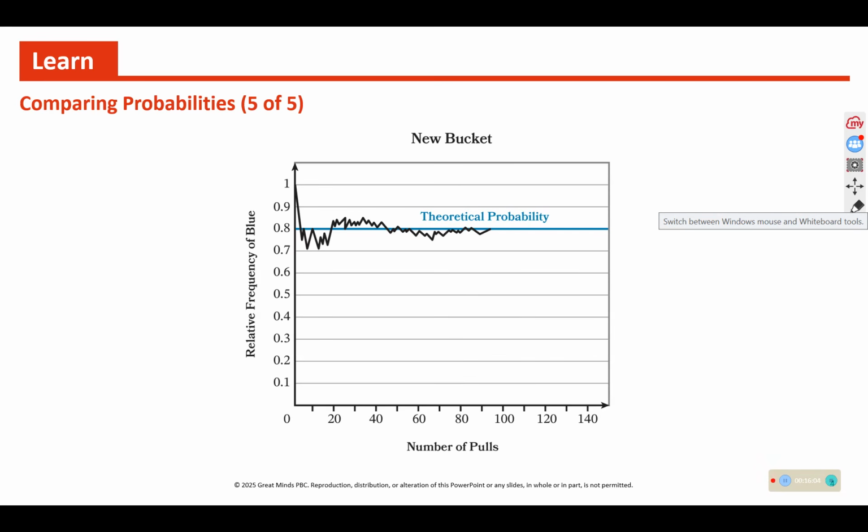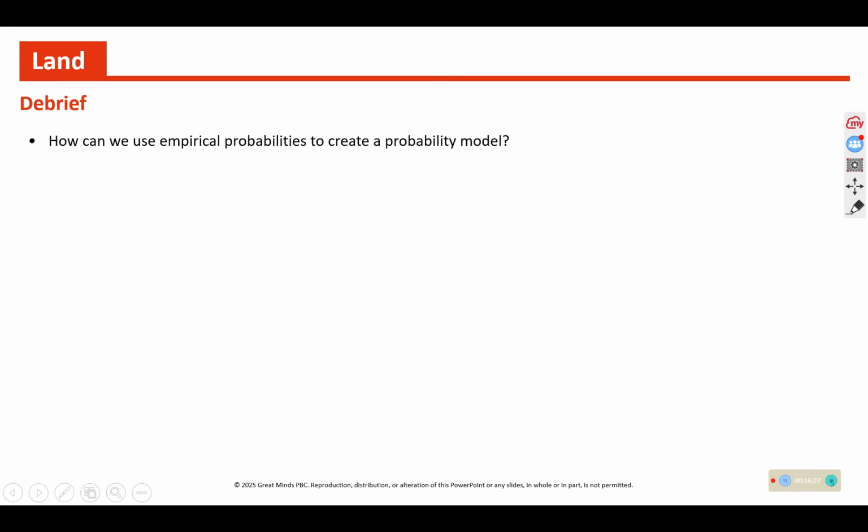Here is what their bucket was. They decided to put 8 blue. You can see that their theoretical probability is 0.8. So they put 8 blue and 2 red. And you can see when they selected items from the bucket, this is about 100, that it's starting to approach that theoretical probability.